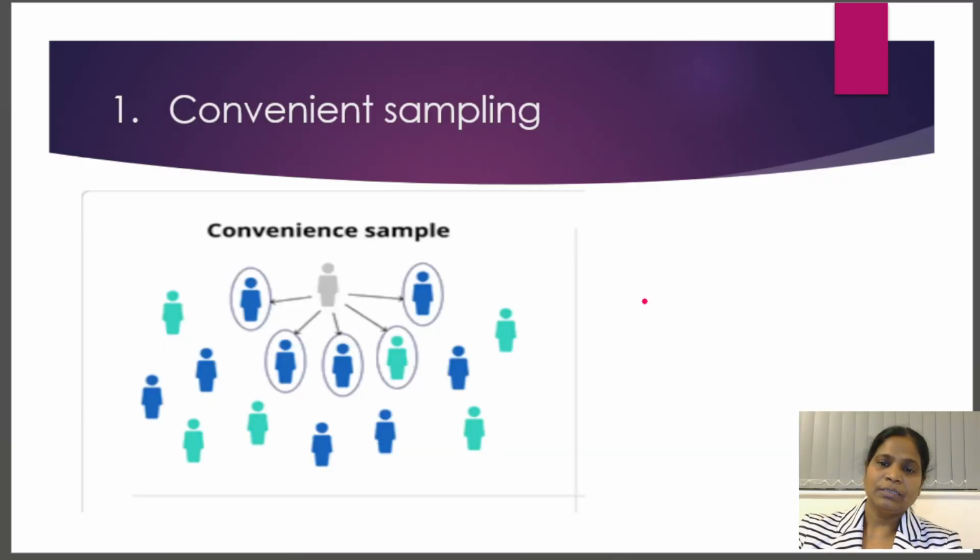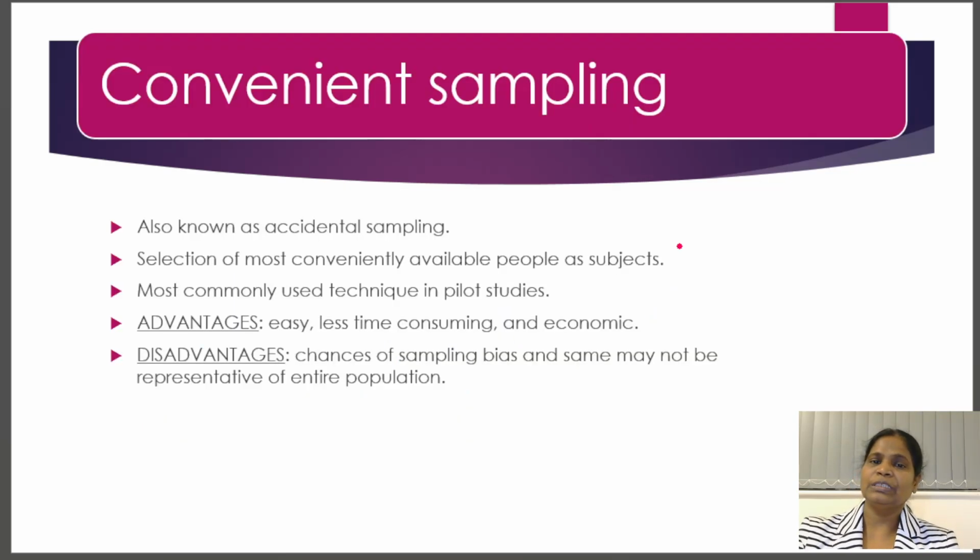Why? Because of the convenient sampling technique. Whatever is convenient for the researcher, whoever is accessible at that time, the researcher will try to conduct the study on them. So this is accidental, also known as accidental sampling. It is the selection of the most conveniently available people as subjects. It is most commonly used in pilot studies.